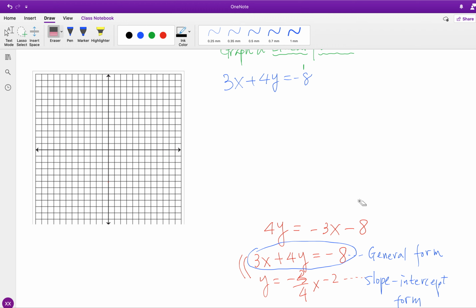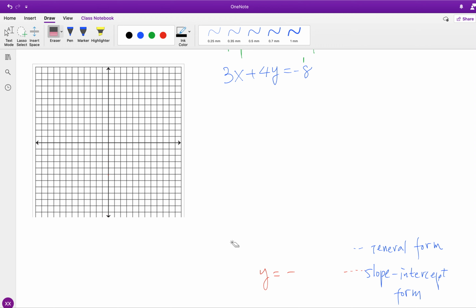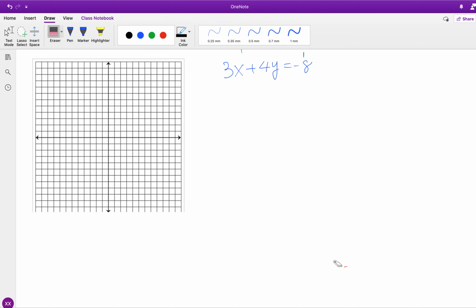There are two ways of doing things. It's still the same thing. Now, one way is that I can just use a table of values. Of course, I can use a table of values. So if I use a table of values, I'm going to get x and y, so I would set x to be 0. Okay, so if x is 0, then this is 0, and then divided by 4 on both sides. So y is negative 2.